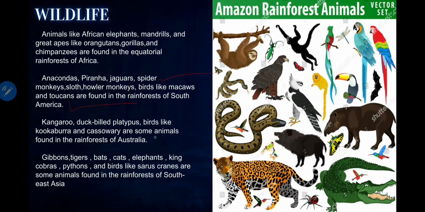Kangaroo, duckbill platypus, birds like kookaburra and cassowary are some animals found in the rainforest of Australia. And gibbons, tigers, bats, cats, elephants, king cobras, pythons and birds like sarus cranes and swifts are some animals found in the rainforest of Southeast Asia. So this is the wildlife of Amazon rainforest.